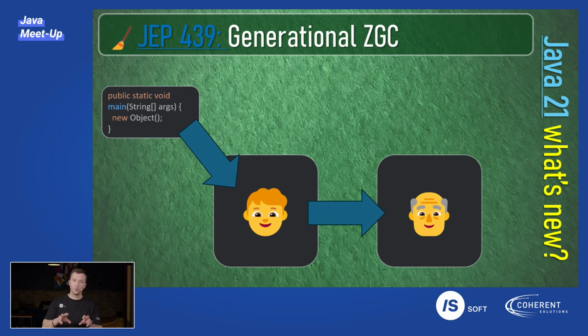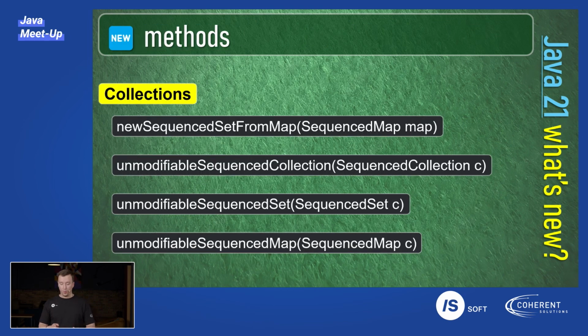And the young generation, as you remember from the Java memory model, is where new objects will be placed, and they will be cleaned faster and more frequently in comparison with the old generation, just to save our computation time. And that's it about JEPs.